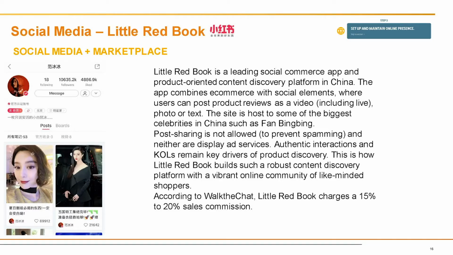The third one is Little Red Book. Anyone heard about Little Red Book? So Little Red Book is a social media platform plus a transaction-enabled marketplace. So basically you can think of it as a Facebook plus an eBay.